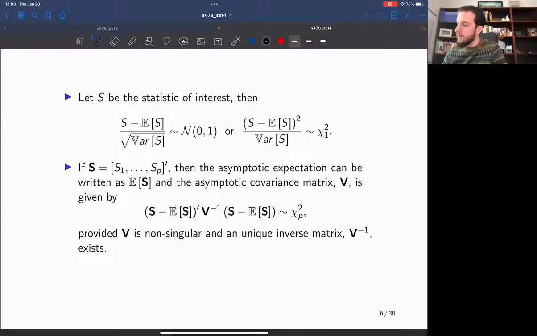Okay. If S is a vector of length P, we have a similar result. So assuming, given the expected value of S and the covariance matrix V for S, we can show that S minus its expected value, transpose, multiplied by the inverse of V times S minus its expected value, is a chi-square on P degrees of freedom. And this follows pretty naturally from the first line. We're just talking about the situation where we have P dimensions now.